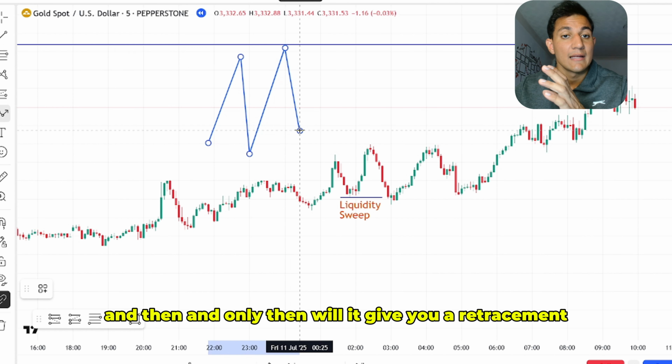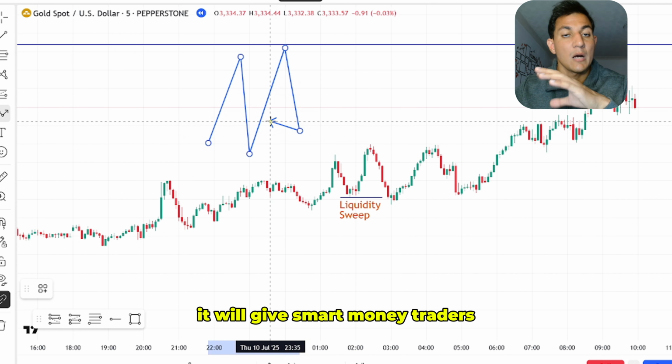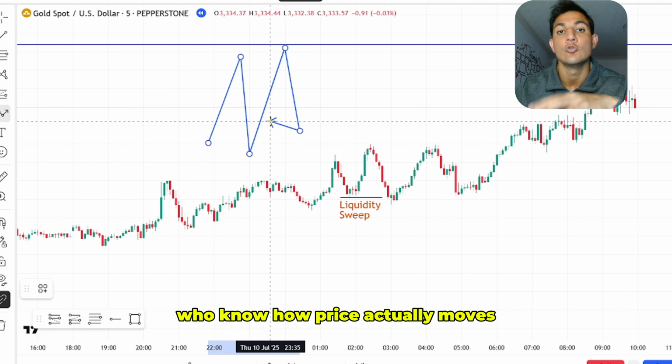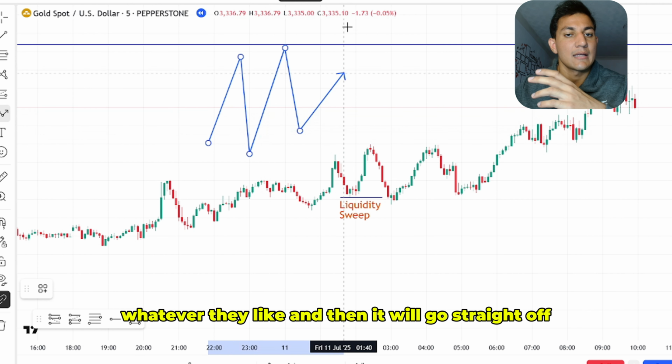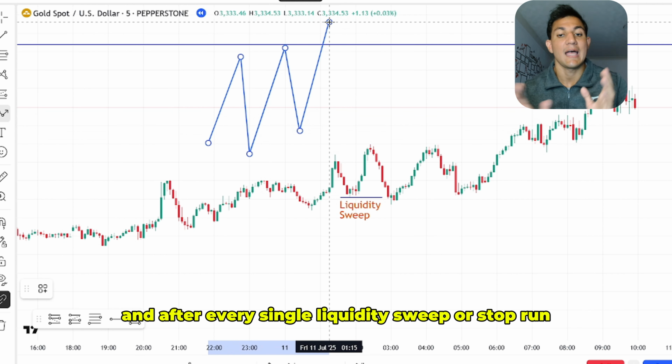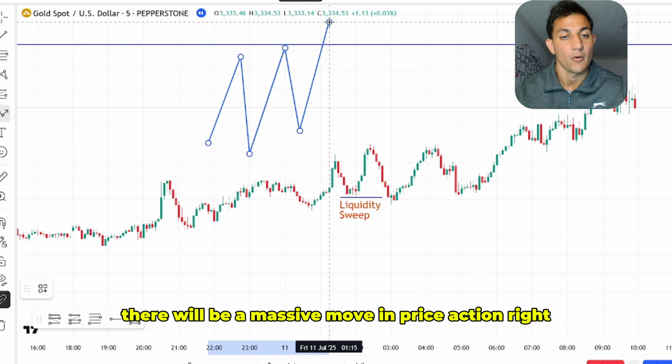And then and only then will it give you a retracement. It will give smart money traders, those in the know who know how price actually moves, all their retracements on fair value gaps, order blocks, whatever they like. And then it will go straight off. And after every single liquidity sweep or stop run, there will be a massive move in price action, right?